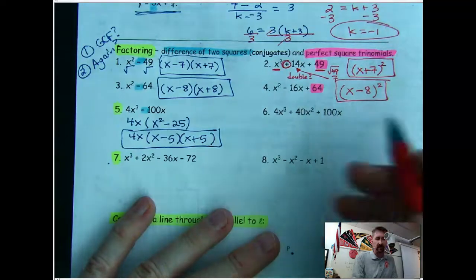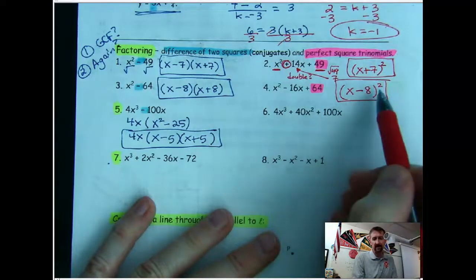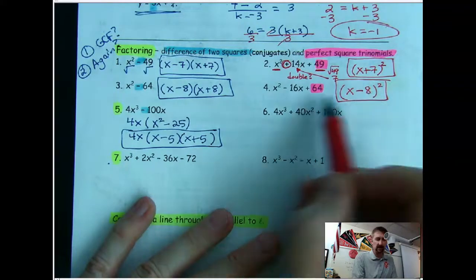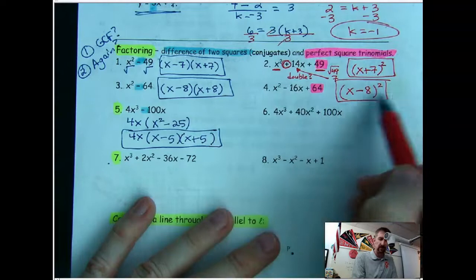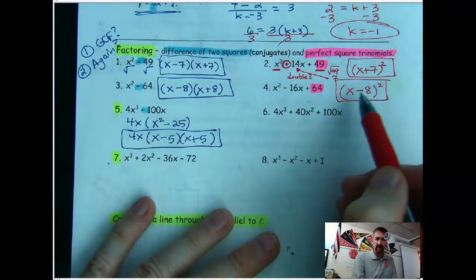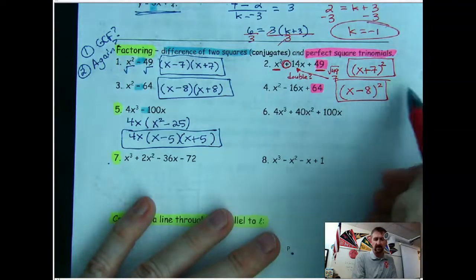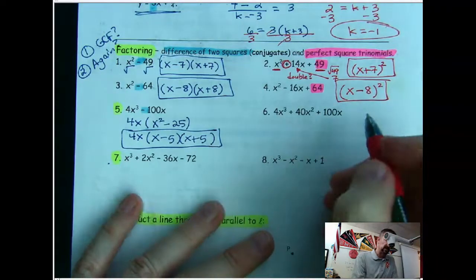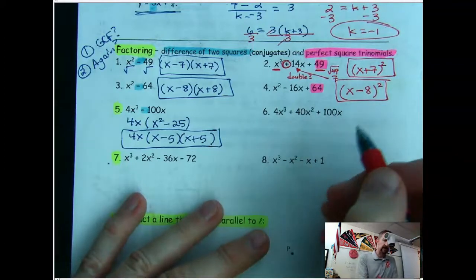Now, this is what I was talking about earlier. You cannot just distribute that squared here. It's not x squared plus 64, because there's a middle term. So that's where we use FOIL. We write x minus 8 times x minus 8. We do first, outside, inside, last. But I think we've already talked about that before, so I'm going to keep going.